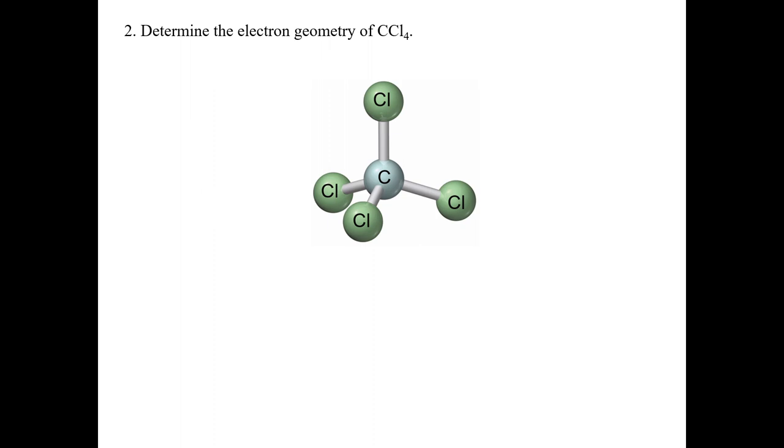Okay, so here is the Lewis structure. We have carbon as our central atom and the 4 chlorines as our terminal atoms. And we have 1, 2, 3, 4 electron groups. So this gives us a tetrahedral electron geometry.